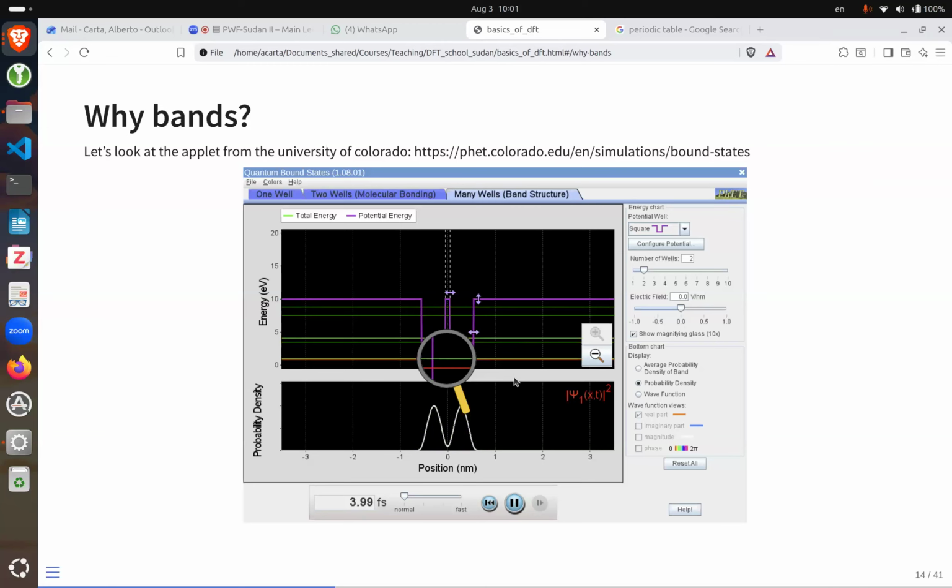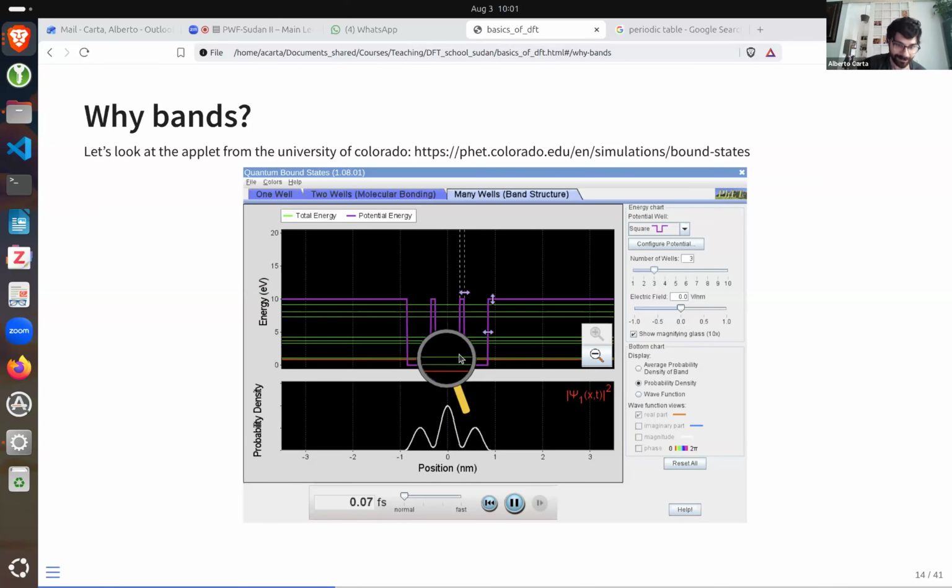The number of states will be increased. Okay, so if for one well we have one, for two wells we have two, for three wells we're going to have, this is very surprising, three. Okay, so what happens in your opinion if we have 10?